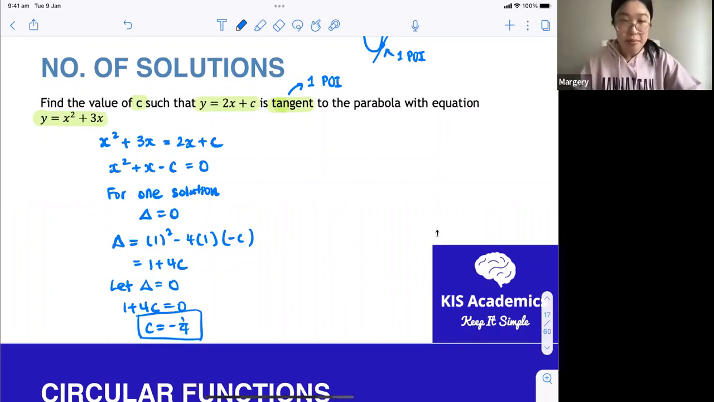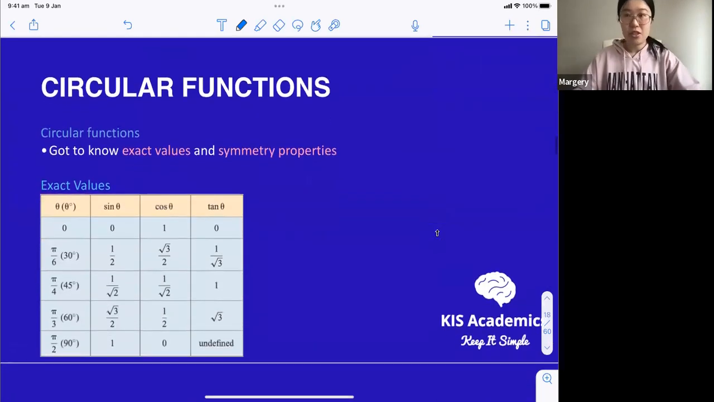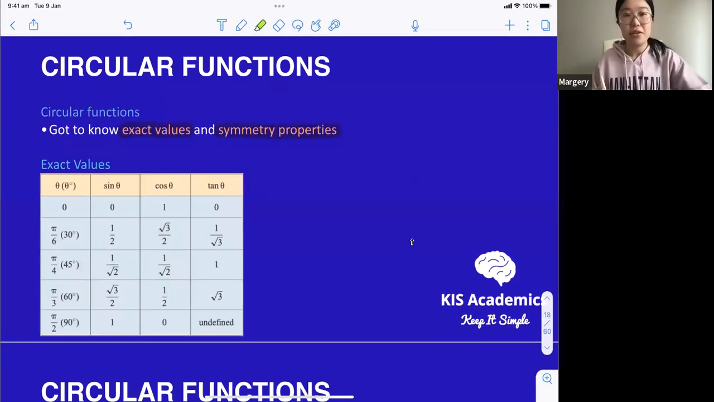Yes, that's a bit about discriminants and number of solutions. We'll now continue on to have a look at circular functions. For circular functions, it's really important that we know our exact values and also symmetrical properties of our trig functions. This table shows some of the exact values we get for sine, cos, and tan for our various angles: pi over 6, pi over 4, pi over 3, and pi over 2.